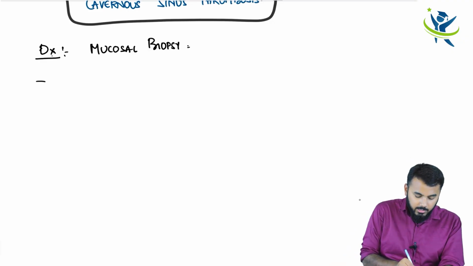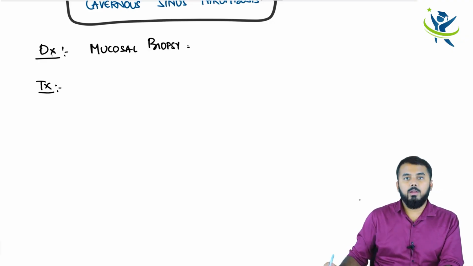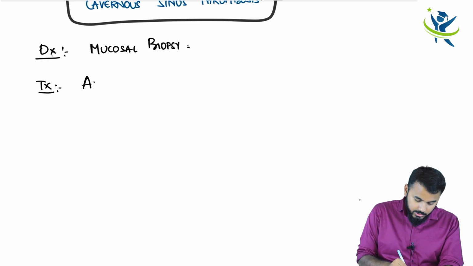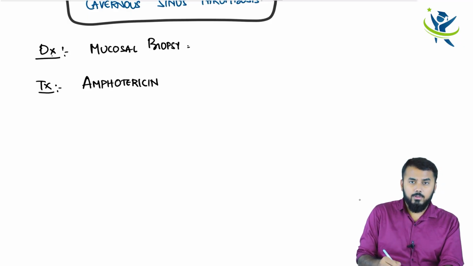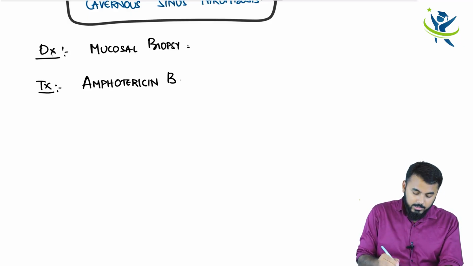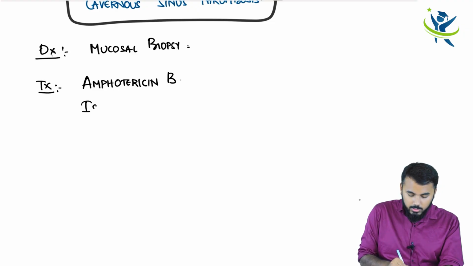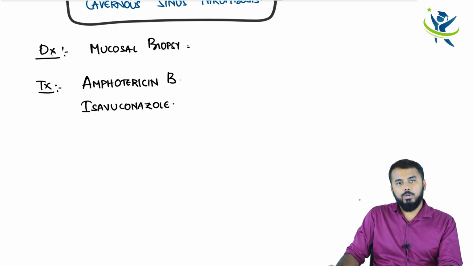Now what will be the treatment, guys? The treatment is a very vigorous treatment where you would be giving the patient amphotericin B, which is basically very, very costly. Apart from that, you can also give isavuconazole. Isavuconazole as well as amphotericin B. These are the two treatments of choice which we basically have.